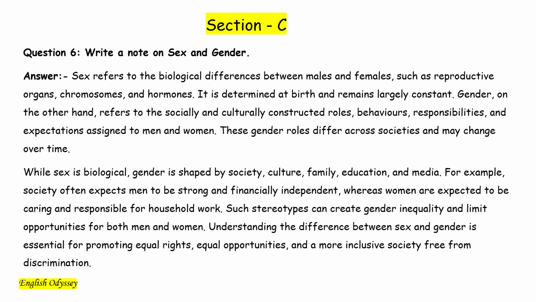Now let's move on to the last section of this assignment, section C. These are short answer questions, so your answer should be brief, clear, and to the point. Let's begin with question number 6, which is about sex and gender. In this answer, explain the basic difference between these two terms. And remember that sex is biological, whereas gender is socially and culturally constructed. This is the key concept you should mention.